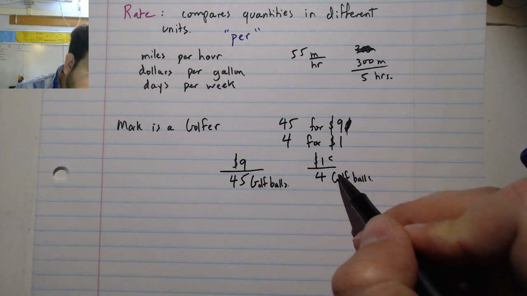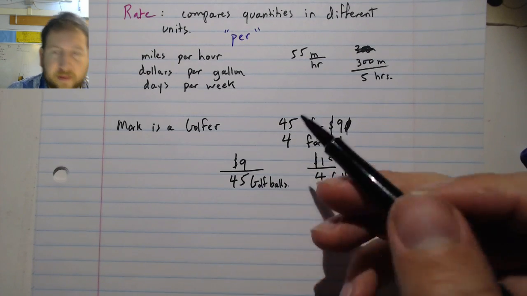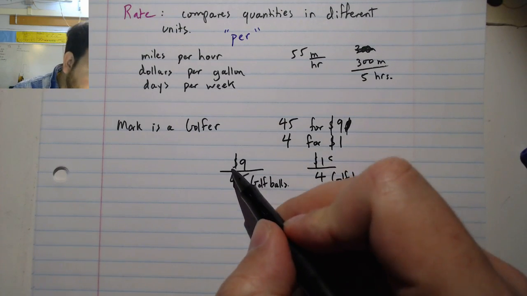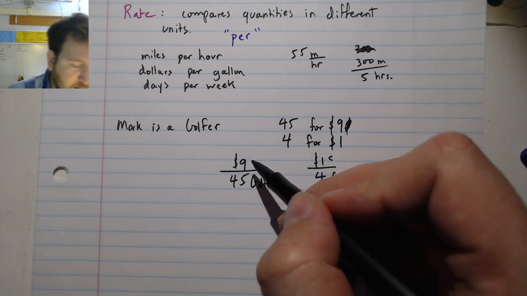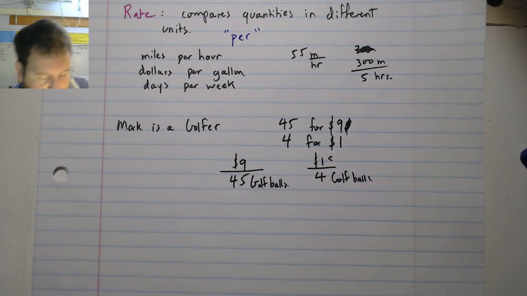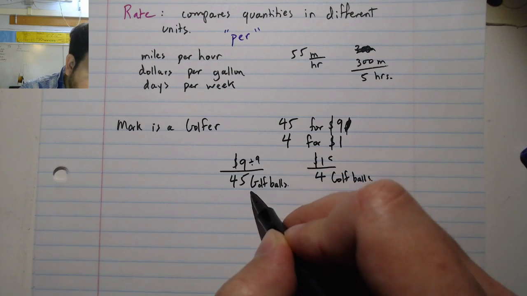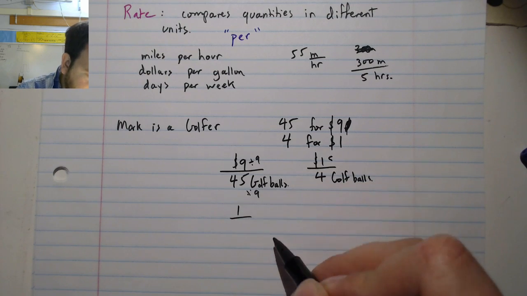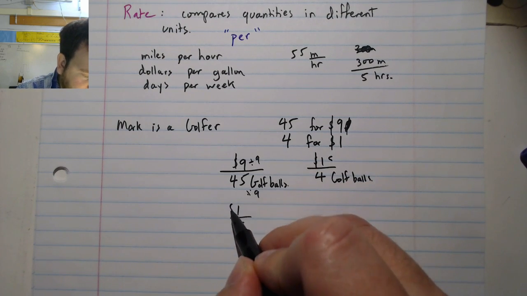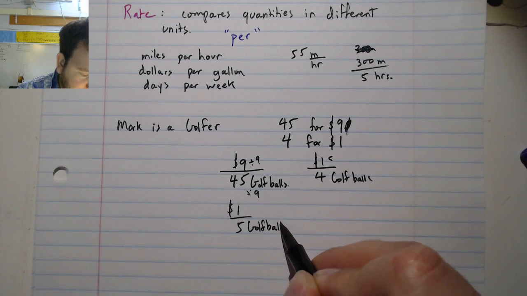So here I can see I'm already good because I already have 1 on the top. I have $1. So this one I'm going to try to get to $1 as well. Here I have 9, and I can divide both of these by 9, which is very convenient. So I have $1 for 5 golf balls.